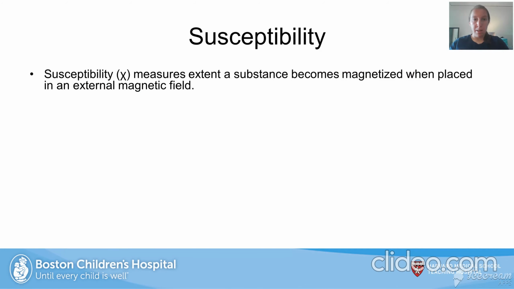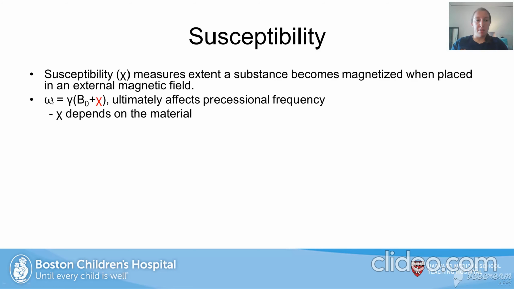Okay, so now to talk about artifacts. The first one is susceptibility. Susceptibility is denoted by the variable chi, which I'll talk a little bit more about later. It measures the extent to which a substance becomes magnetized when placed in an external magnetic field. The precessional frequency is related to the susceptibility because it does vary the magnetic field depending on which substance is in there. So chi itself depends on the material.